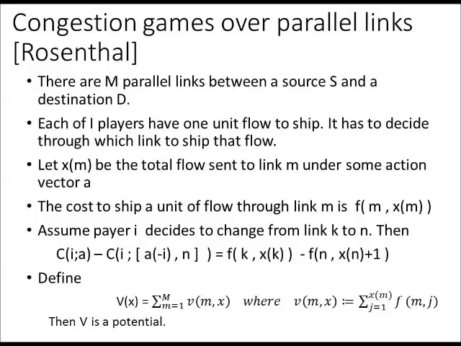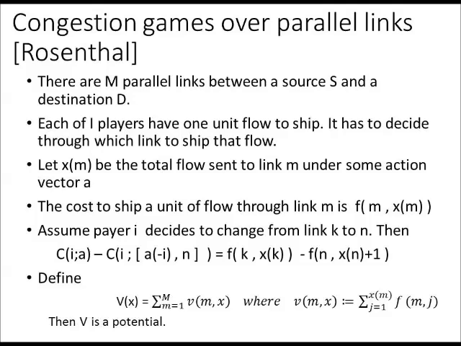Let x_m be the total flow sent to link m under some action vector. The cost to ship a unit of flow through link m is assumed to be a function only of that link and of the total flow that goes through that link. In particular, it is assumed not to depend on the player i, so it is the same function for all i's. Now assume that player i decides to change from link k to link n.